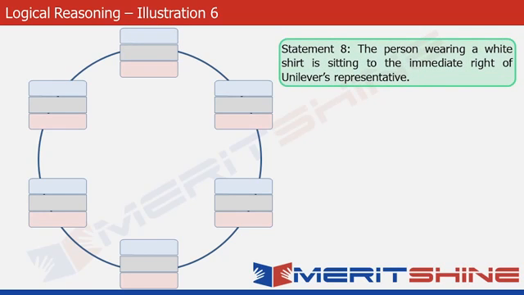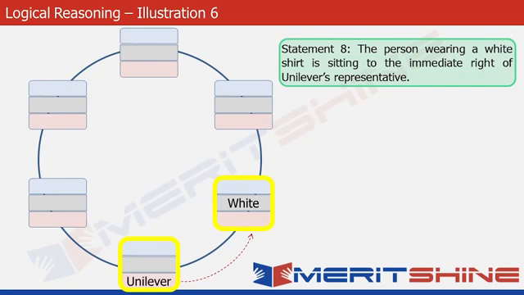Let's first look at statement 8, which says that the person wearing a white shirt is sitting to the immediate right of Unilever's representative. Now we don't have any data filled in this structure as yet, so we can start from anywhere. So let's just place Unilever in the bottommost vacant cell in the table. Now the person in white shirt is sitting one position to the right of this person. One position right would be the cell which is highlighted now. So we write white into it and move forward.